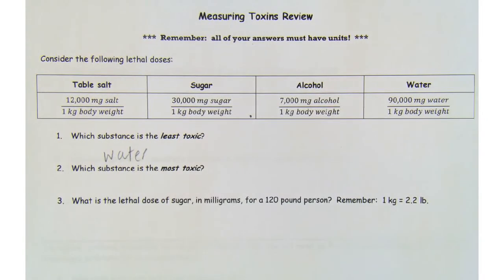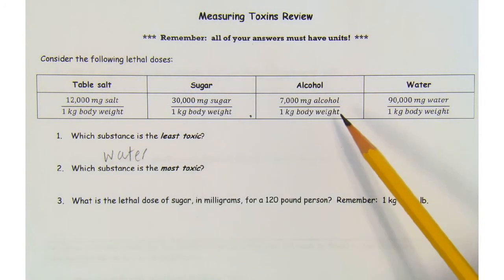Okay? The logic goes the opposite for the most toxic. For the most toxic substance, you need to only take a tiny, tiny bit of it to kill you. So in that case, that would be alcohol.